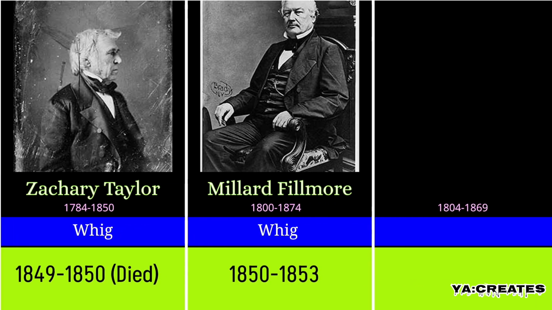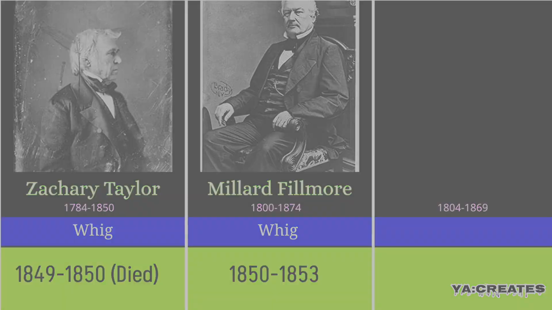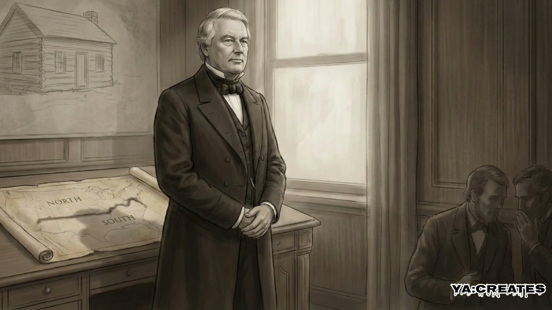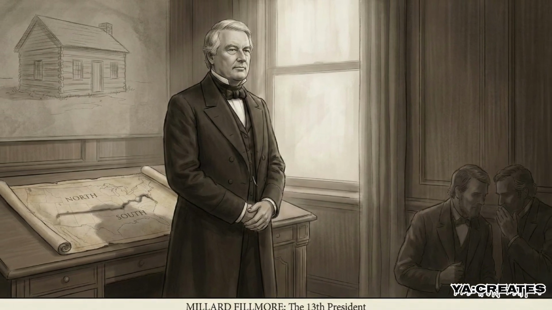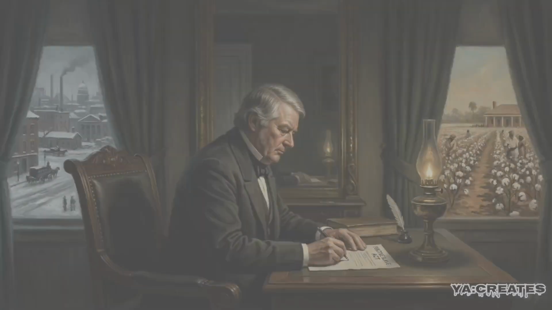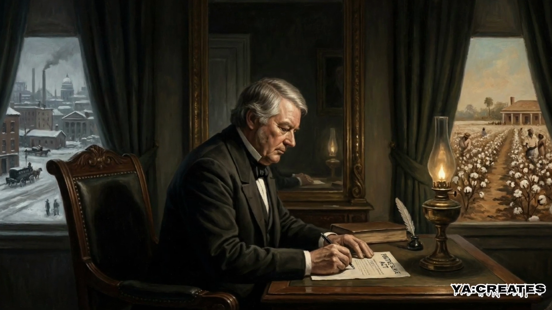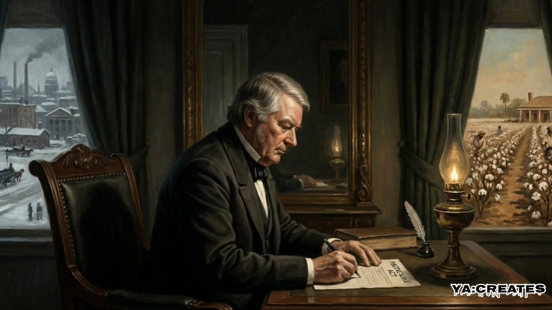Millard Fillmore, 1850 to 1853. Millard Fillmore, born in a log cabin, signed the Fugitive Slave Act to appease both sides, but it instead deepened national tensions and damaged his historical reputation.